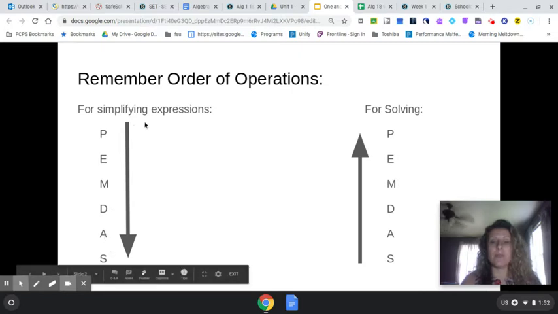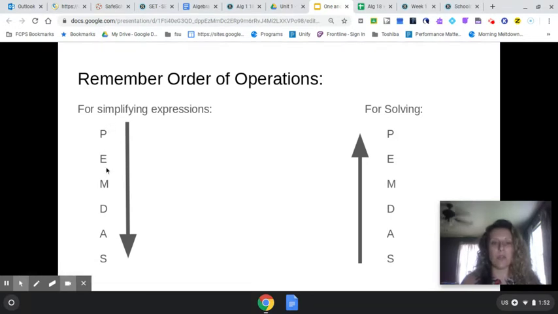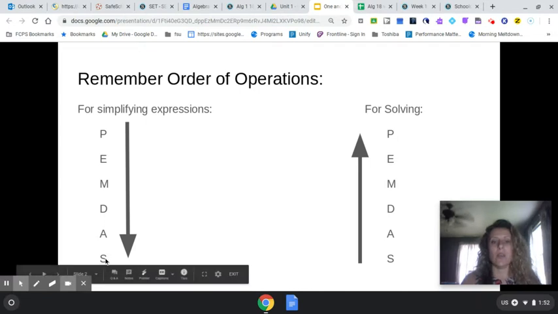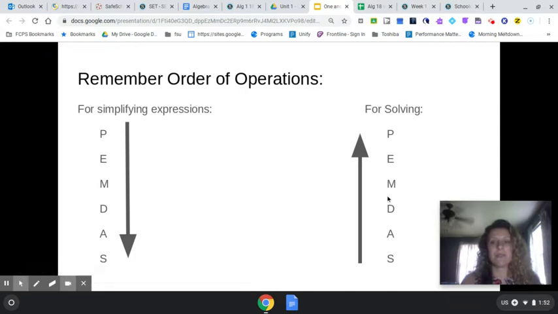So if we're trying to simplify an expression, we would move from parentheses down through the order of operations until the last step would be adding or subtracting from left to right. When we're solving an equation, we're going to be using those order of operations backwards. So we're going to be simplifying any addition and subtraction first using an inverse operation. Then we're going to be simplifying any multiplying and dividing by using the inverse operation. Next, exponents, and then last would be parentheses.